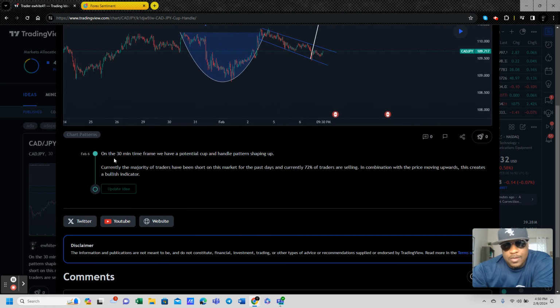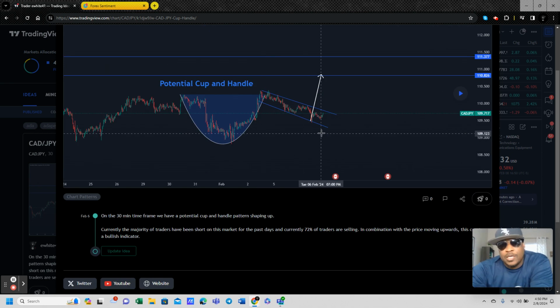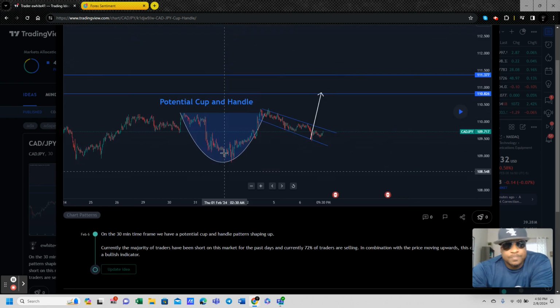I gave the analysis on February 6th. I said currently, the majority of traders have been short on this market for the past days. Currently, 72% of traders are selling, so that's a lot of selling pressure. So what we want to do is take a contrarian view, and look to take this to the upside. Now, go ahead and play this so you can see.